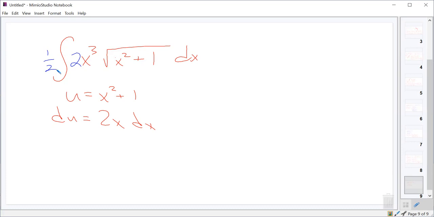Okay. 2x cubed dx is still not 2x dx though, but I could just get rid of the 2x cubed to make it 2x and an x squared separate from it. That's what we're going to do. So I'm going to rewrite this as 1/2 of the integral of x squared root x squared plus 1 times 2x dx. Everybody good with that? That should be equivalent.